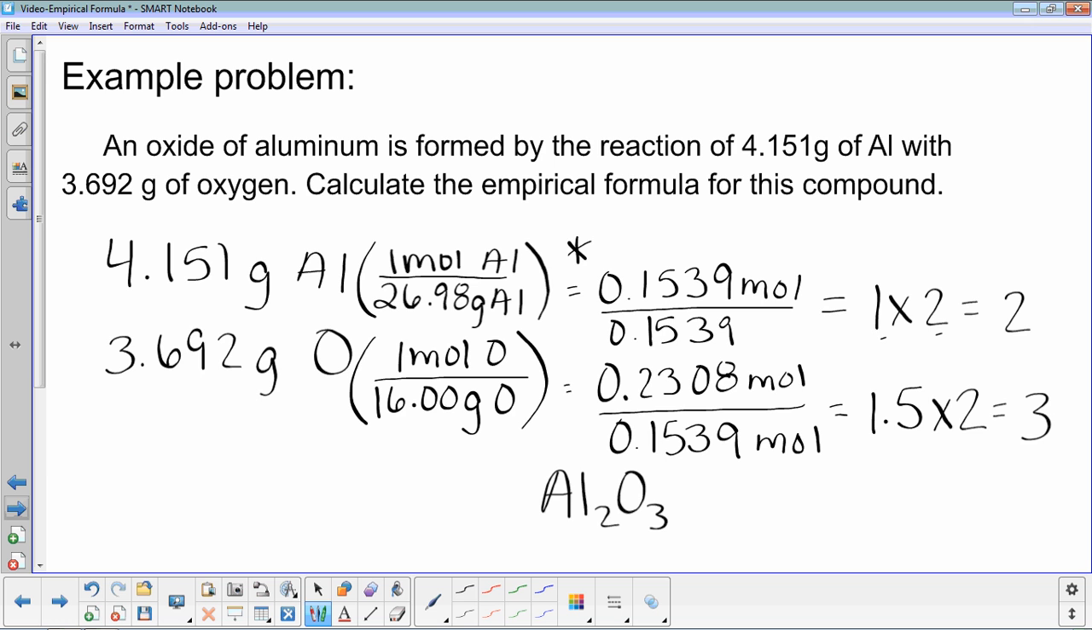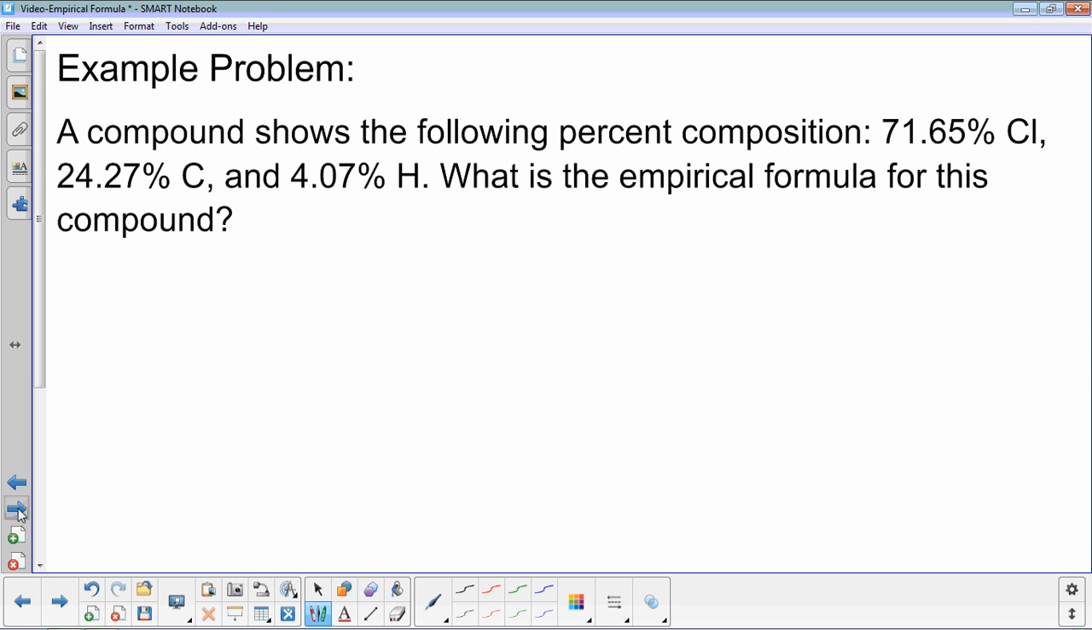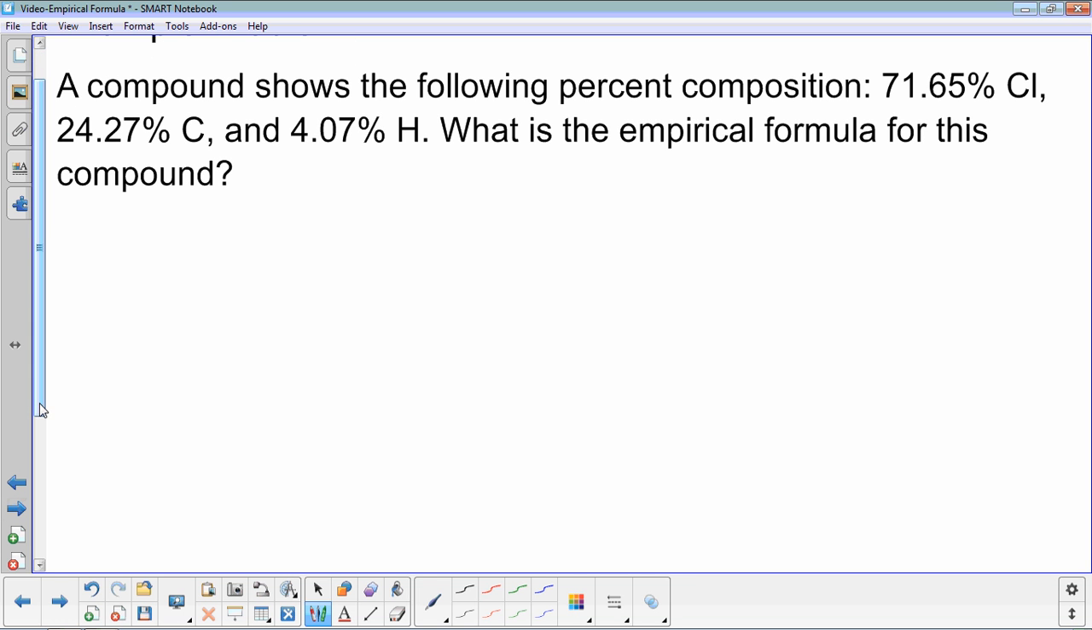All right, we have one more practice question. And this is the one with the percentages in it. So it says a compound shows the following percent composition: 71.65% chlorine, 24.27% carbon, and 4.07% hydrogen. What is the empirical formula for this compound? Like I said before, all you have to do is take those percentages and go ahead and change them to grams, because we're assuming that there's 100 grams of a compound. So if I have 100 grams of this compound, 71.65 grams is going to be chlorine.